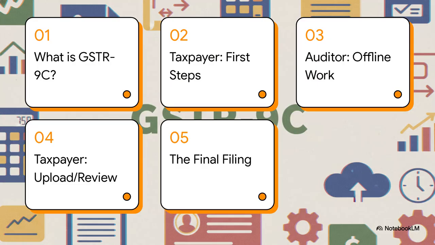We've set this up kind of like a relay race. First, we'll cover the taxpayer's opening moves. Then we pass the baton to the auditor for the heavy lifting. The taxpayer takes it back for the upload and review, and then we all cross the finish line together with the final filing. A nice, clear path from start to finish.